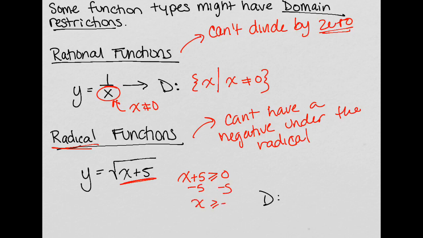And that is the expression that we can put in our set builder notation. So we start with x such that x is greater than or equal to -5. So as long as that is true, this equation won't be undefined.